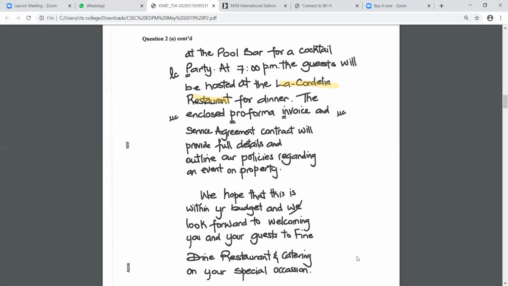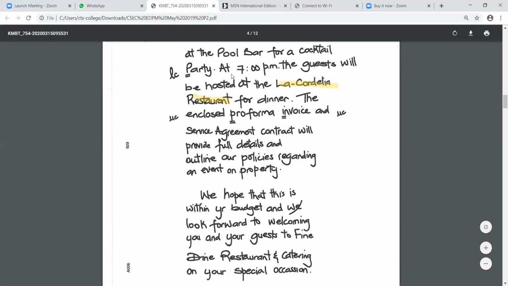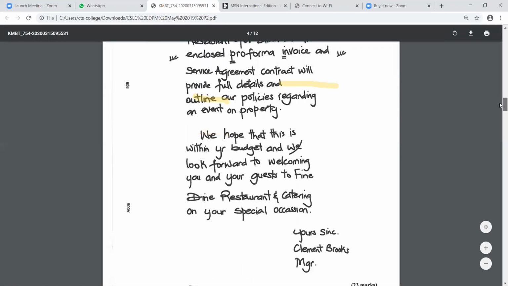Okay, so we have the event. The event is the 50th birthday celebration, and the location would be the La Cordelia restaurant. That's the location. Now we need to get the date. What date is this birthday happening? We may need to know the date. Is that a date?